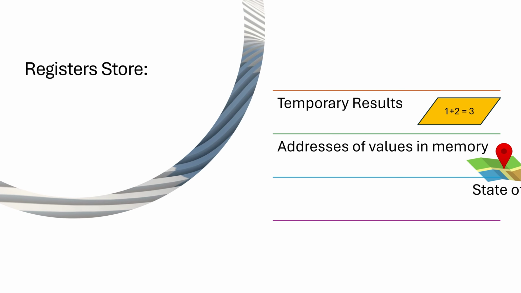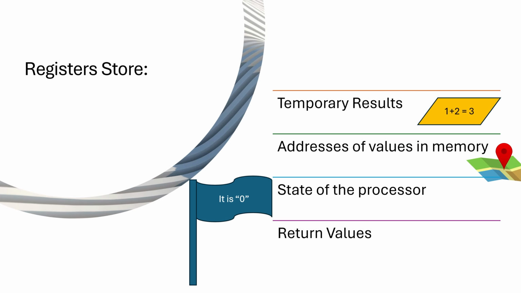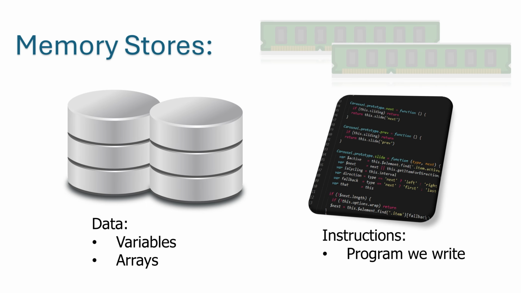Our register holds temporary results such as results of an arithmetic operation, maybe an addition, subtraction, and so on. It holds the addresses of values in the memory. It also holds the state of the processor and the return values. Whereas the memory stores all the bulk data such as the integer variables, strings, arrays, and the program that we would like to execute on the processor. That is the difference between the registers on the processor and the memory.